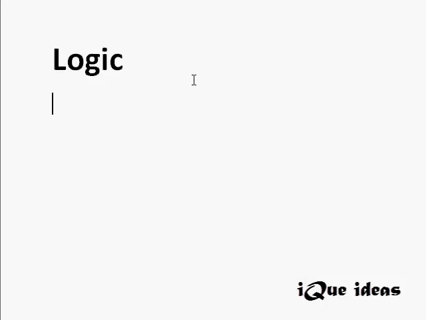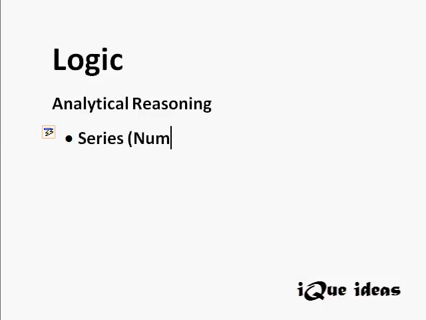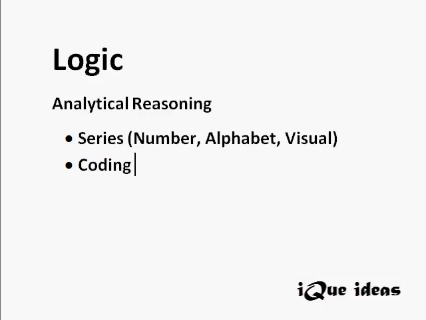In logic, there are two different kinds of logic. One is analytical reasoning and the second is critical reasoning. For analytical reasoning, you need to be comfortable on topics like series, which could include number series, alphabet series, alphanumeric series, and visual series. Now, be prepared for this, that visual series is generally not asked in CLAT, but it might be asked in the other entrance examinations. Once you are conversant with series, coding decoding is the next natural step to follow.